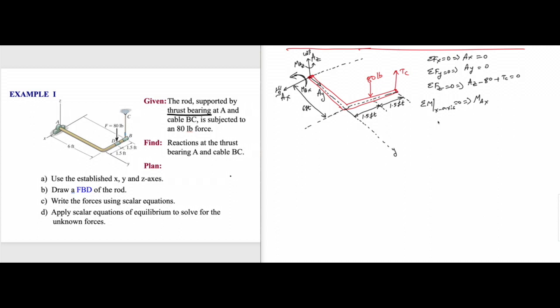And what about AY? AY is perpendicular to x-axis. What about AX? AX is parallel to x-axis, so it has no contribution towards moment. What about AY? AY is perpendicular to x-axis, but do you have distance between x-axis and AY? Because this is positive x-axis, right? This is positive y and this is positive z. From positive x-axis to AY, is there any distance? There is no distance. AY is passing through x-axis.